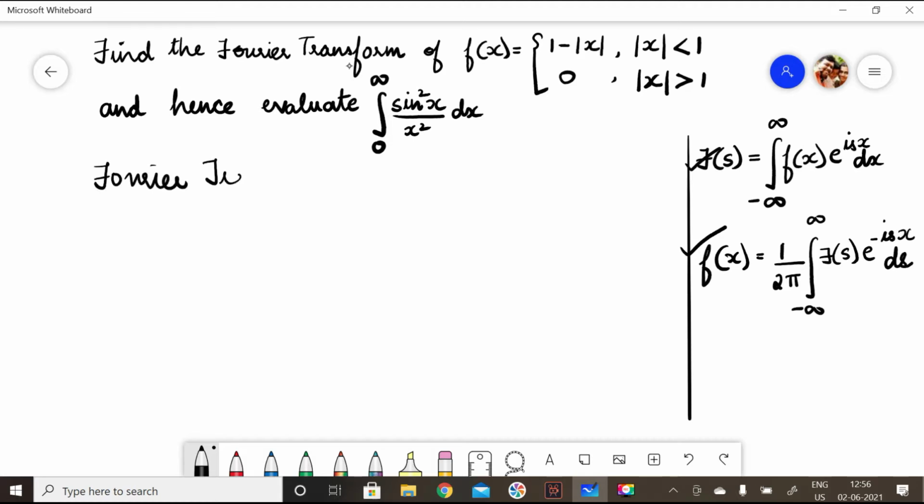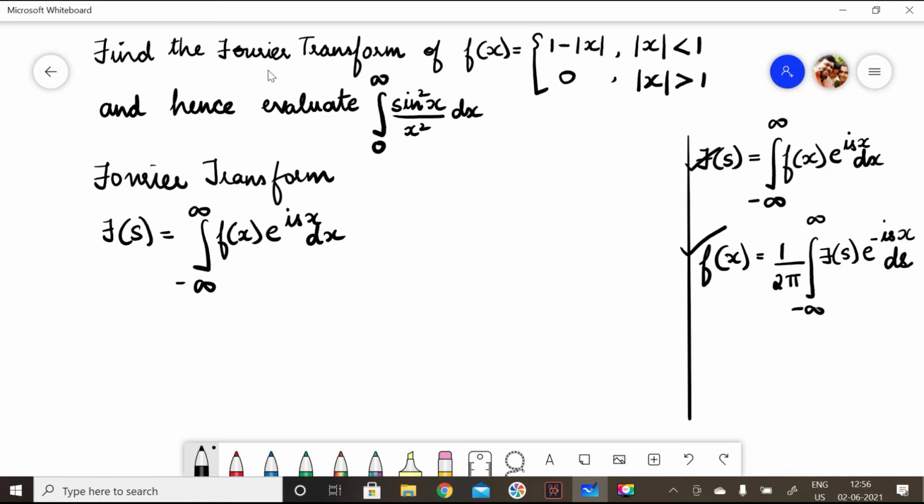So what is the Fourier transform formula? The Fourier transform formula is capital F of s is equal to the integral from minus infinity to infinity of f of x e power i s x dx. Here, in the formula, the limit is minus infinity to infinity, whereas in my question, the limit of f of x is different. So first I will do some analysis with the limit.